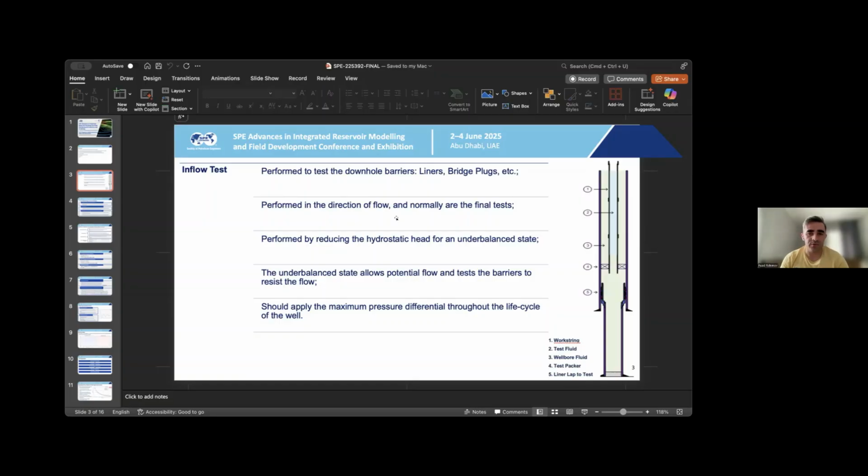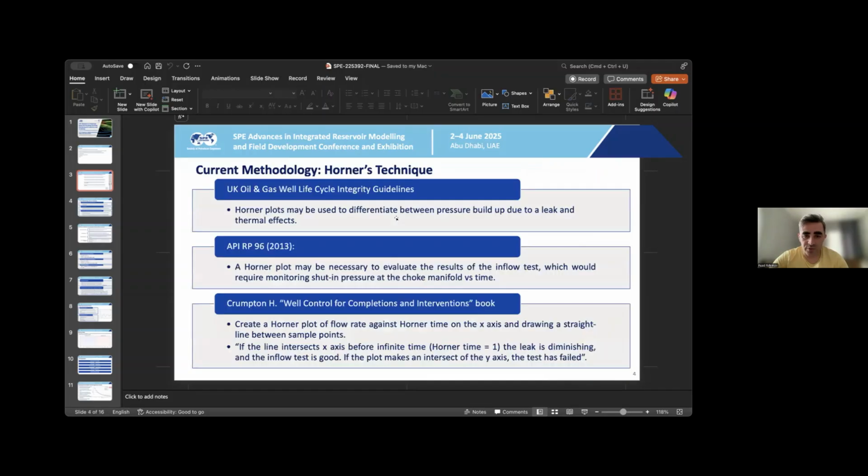Just as a reminder for maybe someone on this call who doesn't come from an oil and gas background, this is about performing the test to downhole barriers, and it's performed in the direction of flow. And normally it's the final test before the well is handed over from drilling to completion, once we assure the integrity of the liner, and then we proceed and run in the hole with the completion. And then we basically flow test: we create an underbalanced state that allows potential flow, and we test the barriers, and we make sure that we apply the maximum differential pressure.